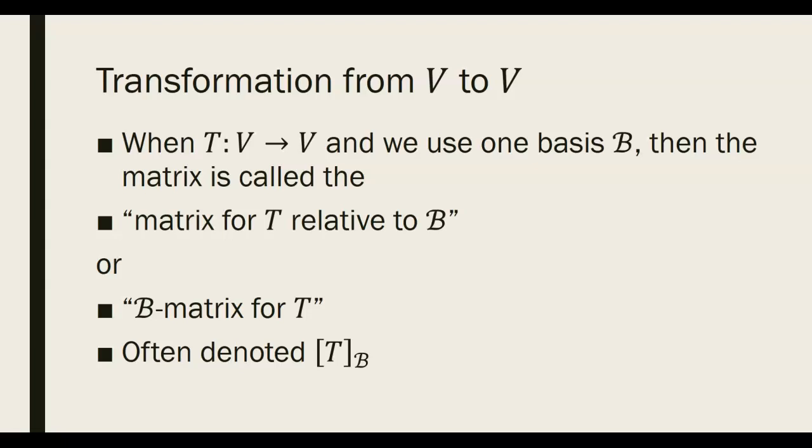And sometimes this is called the B matrix for T, the matrix for T relative to B, the B matrix for T. Often it's denoted as my transformation with respect to basis B. So sometimes I'll say that, transformation with respect to basis B.